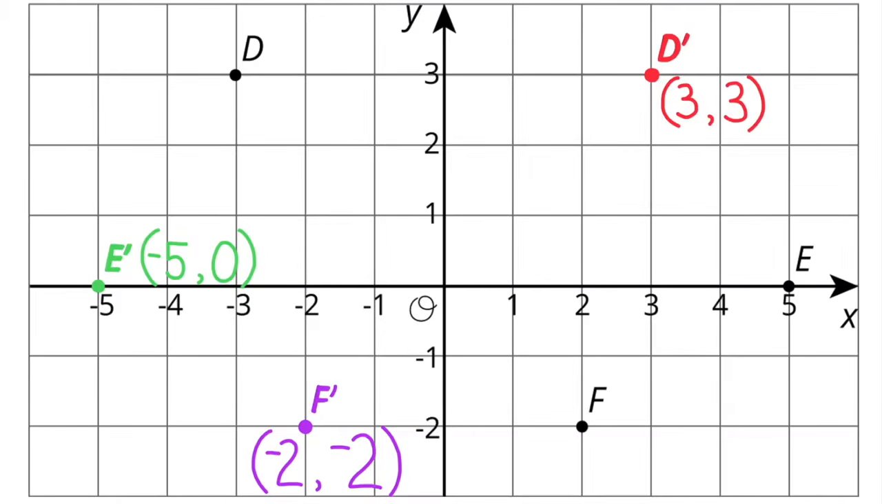Here's the point for D', and its coordinates are 3 and 3. In green, you see the point for E', and its coordinates are -5 and 0, and at the bottom in purple are the coordinates for the point F'. Its coordinates are -2 and -2.